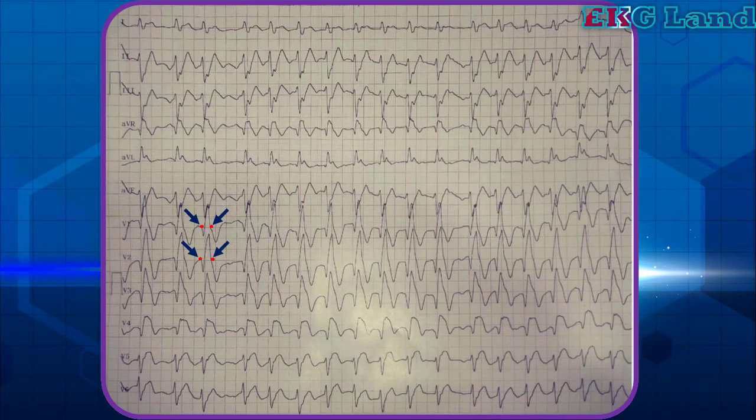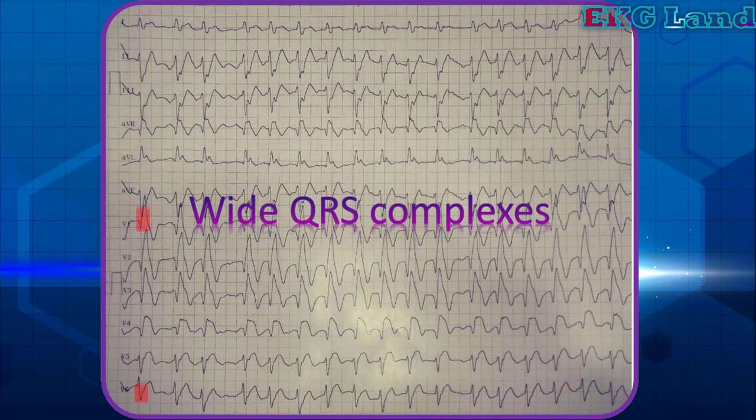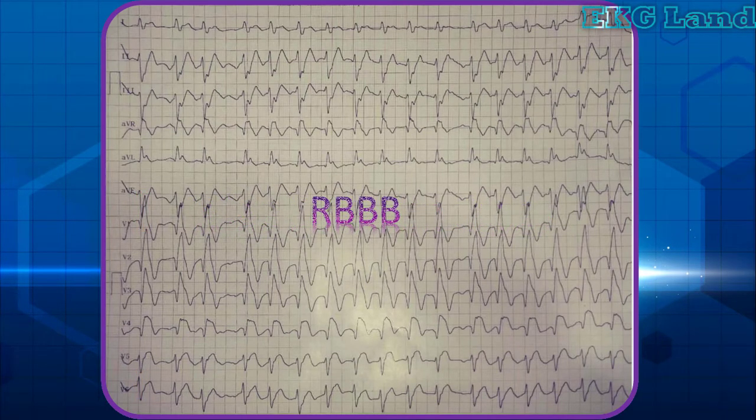So, the QRS width is about 4 small boxes and therefore is broad. The presence of QR pattern in V1, with concomitant slurred S in V6, establishes RBBB. 2. QRS amplitude. As it is clear, the QRS complexes are more than 5 mm in limb leads, and more than 10 mm in precordial leads. So, they are not low voltage. On the other hand, none of the criteria of ventricular hypertrophy is present.